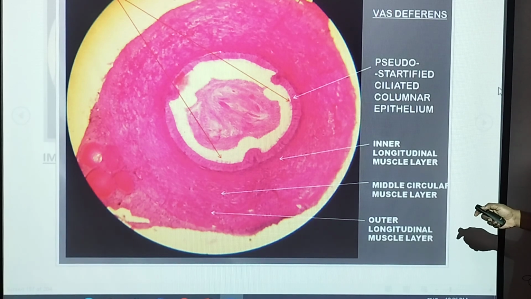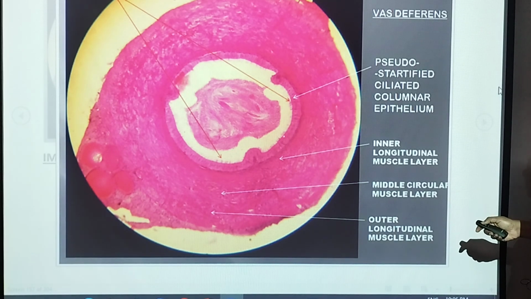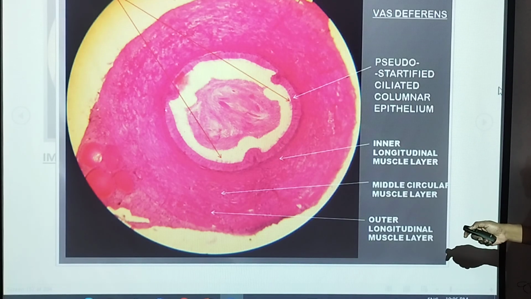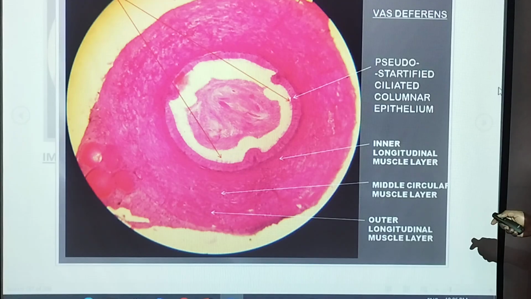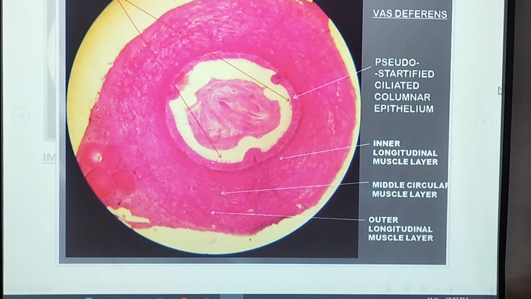The second important thing is the lining epithelium. What is the lining epithelium? The lining epithelium of ductus deferens or vas deferens is pseudostratified ciliated columnar epithelium. You can see even the cilia is present here. I have put the red arrows, you can see the cilia is present. Now this cilia is stereocilia and it is non-motile and is mainly meant to increase the surface area.